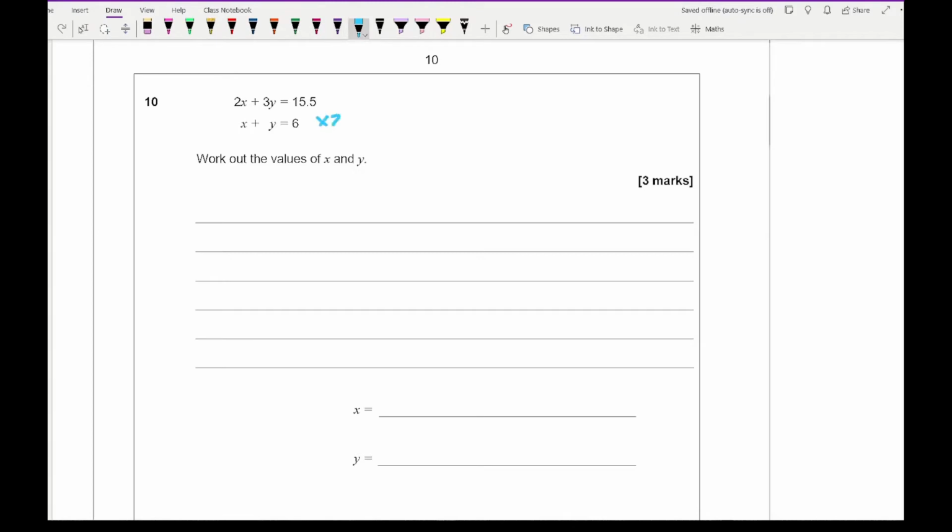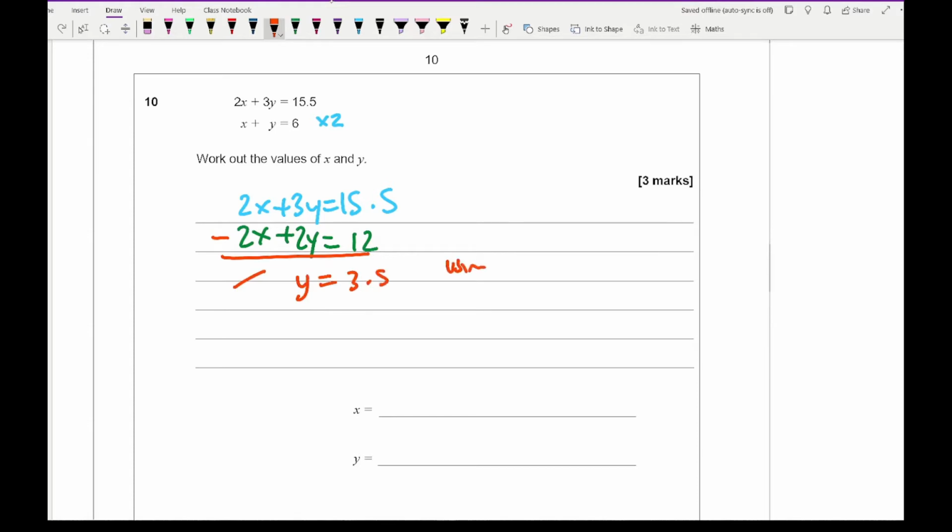So if I just multiply that one by 2, what I get is 2x plus 3y equals 15.5, and then the second equation is going to be 2x plus 2y equals 12. As the x is the same and they're both the same sign, I take away, so I'm left with y equals 3.5, and then using x plus y equals 6, I've got x plus 3.5 equals 6, so x equals 2.5. So in the boxes, that's what I should have as my final answer.